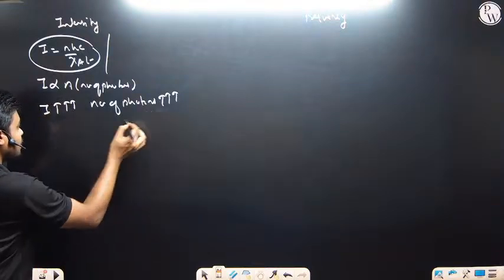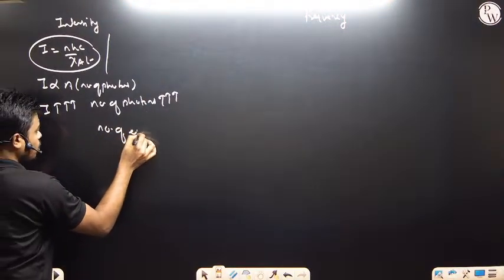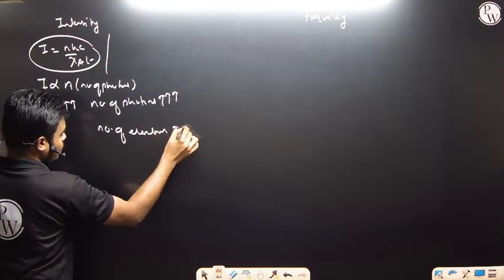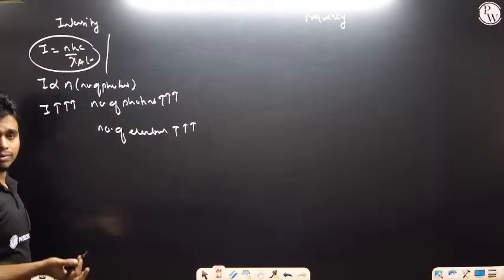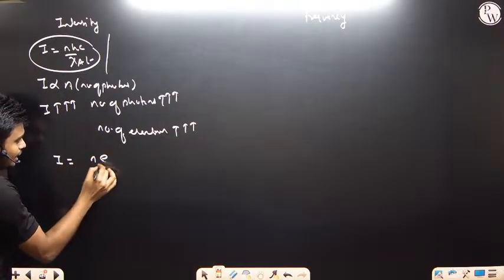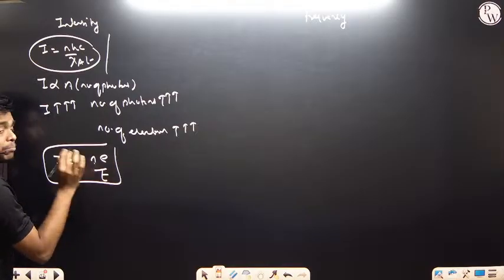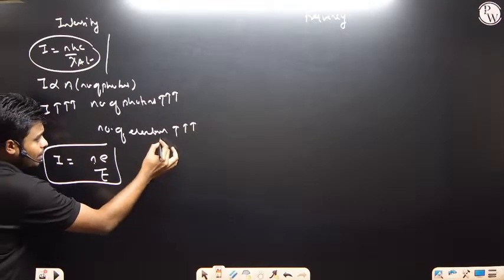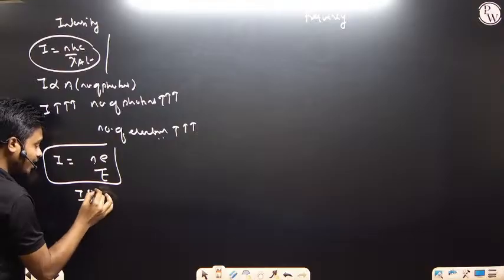Number of photons increases, then number of electrons also increases. If the number of electrons is increasing, I can say current value. What is current value? Ne divided by t. What is n? Number of electrons. e, charge of electrons. Number of electrons is increasing, so current also increases.